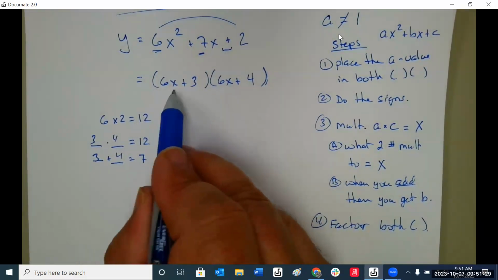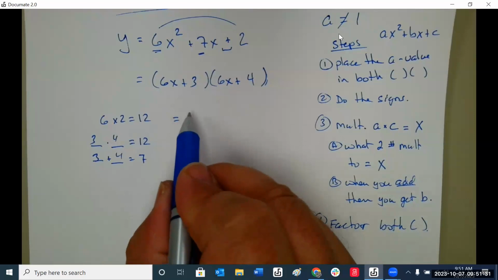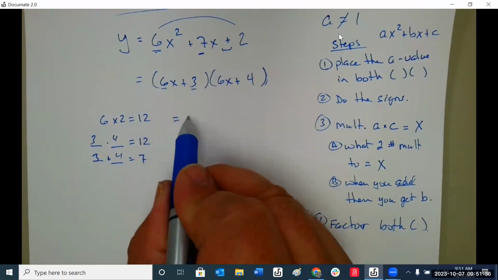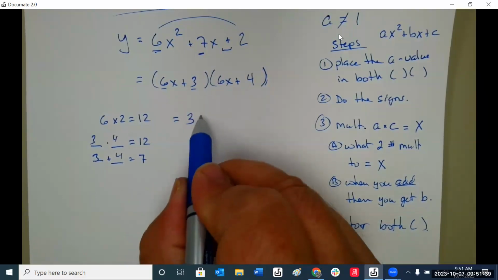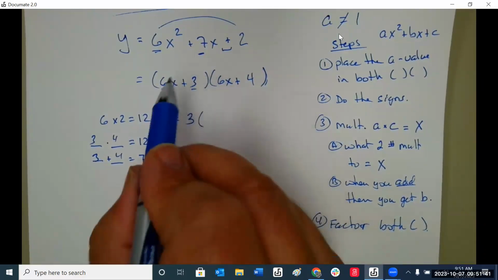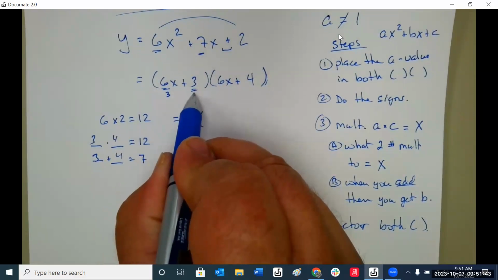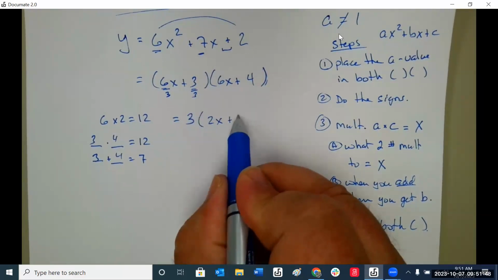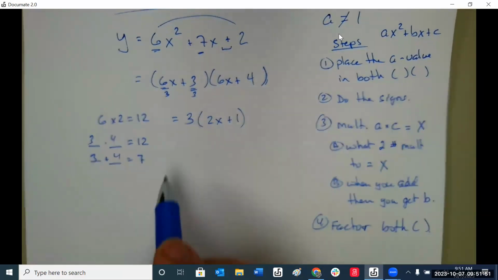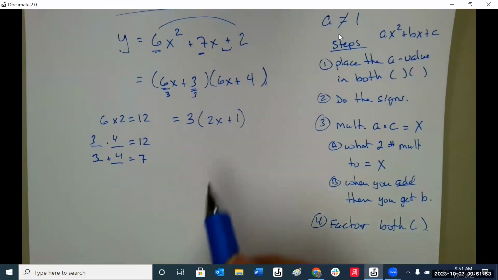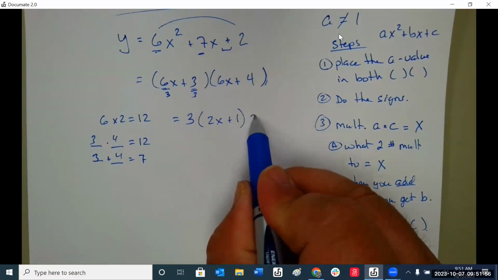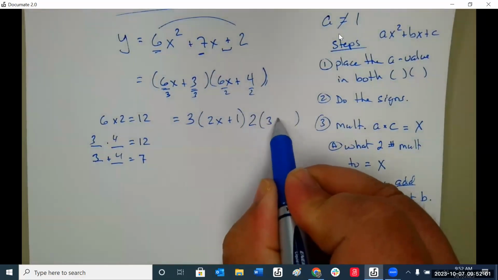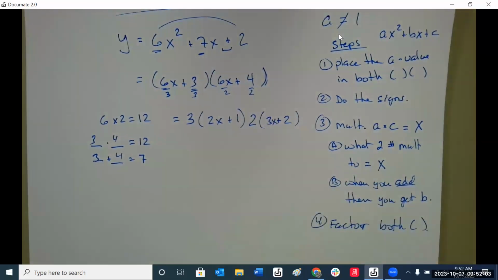So what about the first one? Do they have anything in common? 6 and 3? They both have a 3 in common. So we take out the 3. Remember, whenever you factor anything out, it's like dividing. 6 divided by 3 is 2. 3 divided by 3 is 1. How about the second one? 2. Very good. So I divide by 2. I get 3x plus 2.